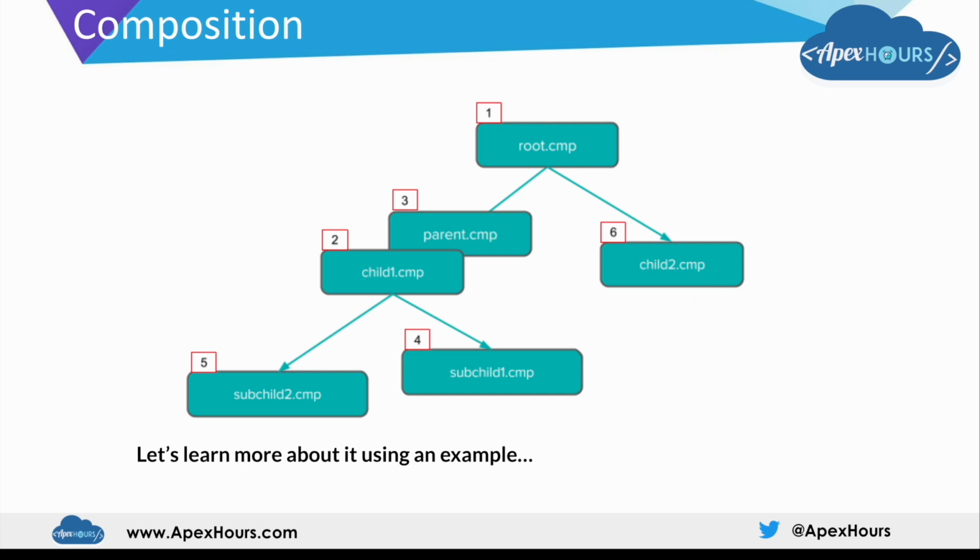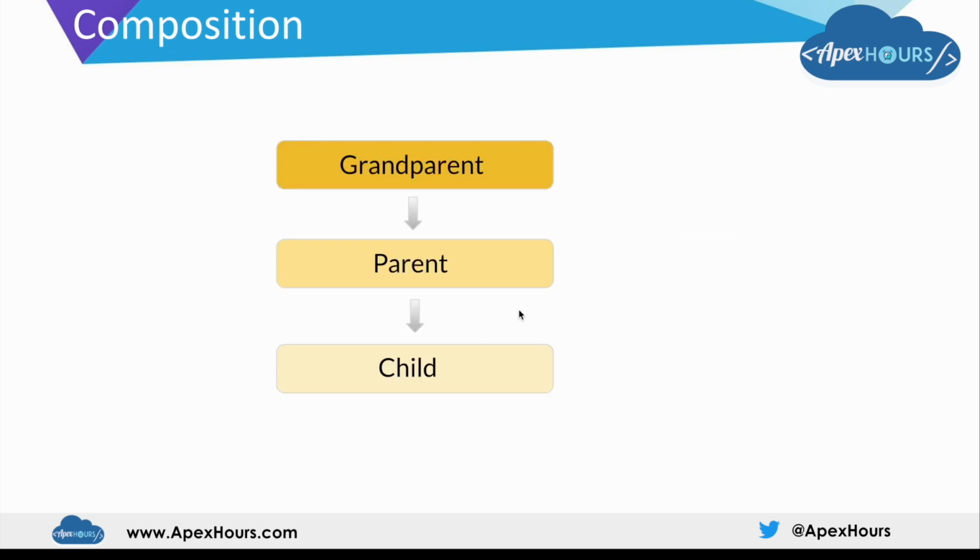Lightning web component composition is very easy to understand. In this diagram, you can see we have a root component, then underneath it we have a parent. In the root component we have a child, and then another child component, a sub-child component here. In LWC you can compose a component from a set of smaller components to make code more reusable and easy to maintain. Let's look at an example and learn how you can compose a child component in the parent component.